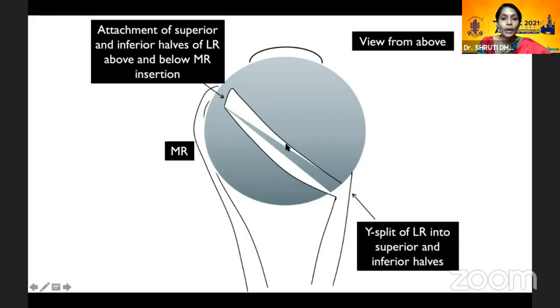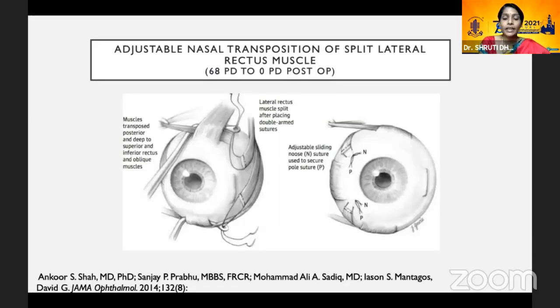So here you can see the Y-split. It's very important to go really posteriorly to get the right exposure, so that we don't put pressure on the globe. And this is how it would look from above. And of course, there have been reports where we can do crossed adjustables also in these situations to bring about correct alignment.